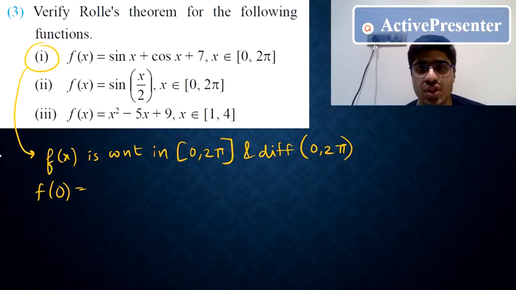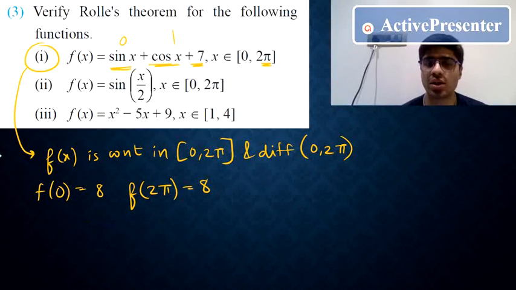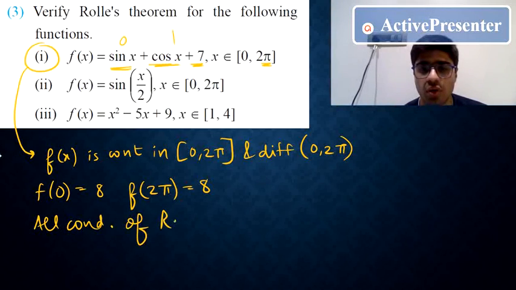Let's try evaluating f of 0. F of 0 is 0 plus 1 plus 7, which is equal to 8, and f of 2 pi is going to be the same because the period of sin x and cos x is 2 pi. So sin 0 and sin 2 pi are going to be equal, cos 0 and cos 2 pi are going to be equal. So sin 2 pi is 0, cos 2 pi is 1, and 0 plus 1 plus 7, f of 2 pi is going to be equal to 8 only. So f of 0 and f of 2 pi are equal. So all conditions of Rolle's theorem are satisfied.